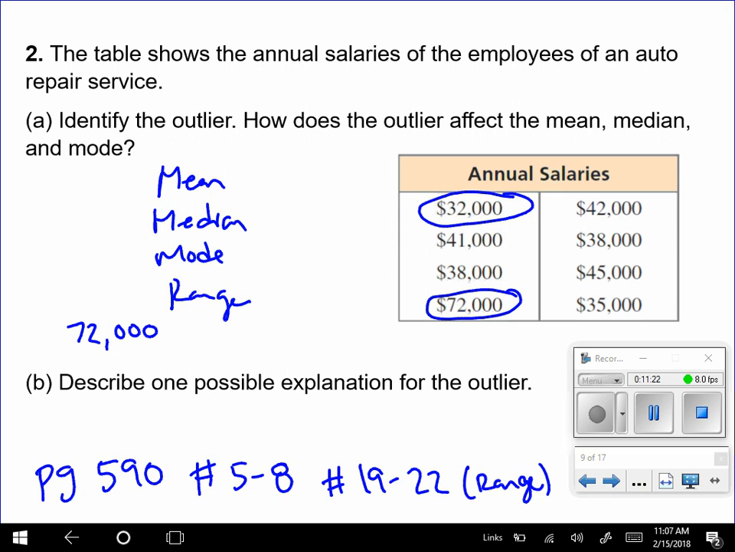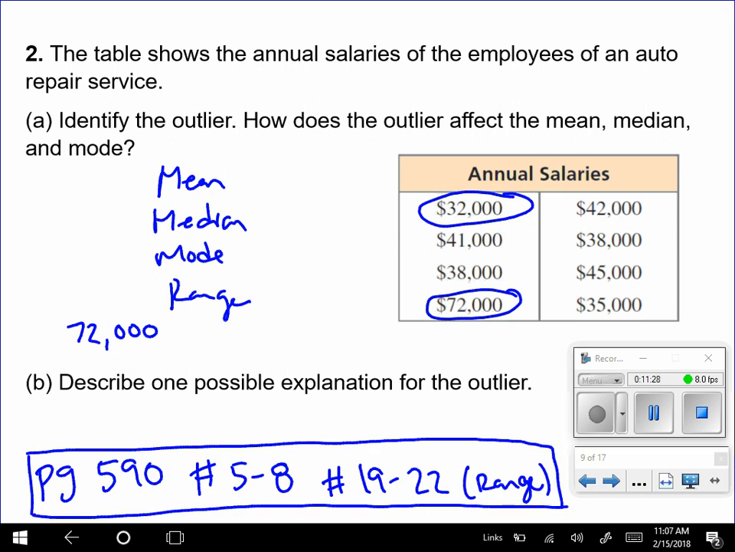I think we're good with that. So that will be your homework. There are not a lot of problems there, but you have a few things to do on each one. On 19 through 22, there are two directions. We obviously have not talked about standard deviation, so just do the range on 19 through 22.